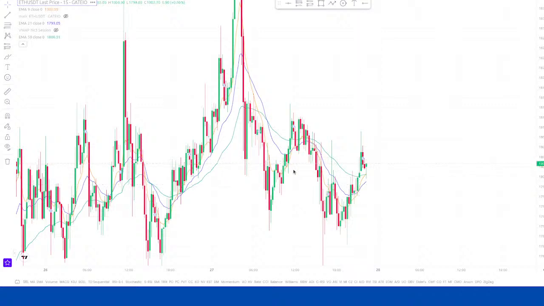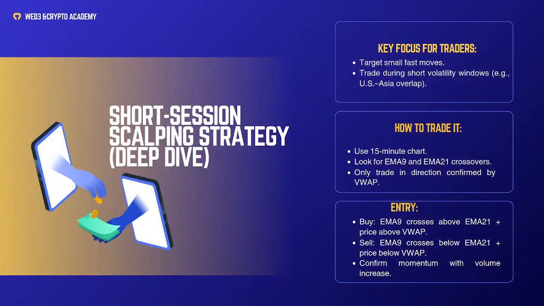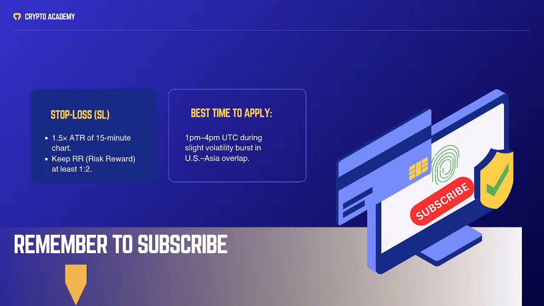But for this case, we are considering the time. It's very important, by the way. We say that with this strategy, you need to know the right time at which it works. I think I have mentioned the time here: the strategy works better during 1 p.m. to 4 p.m. UTC, during a slight volatility burst in the US-Asia overlap. So time is a very key factor while trading this strategy on weekends.